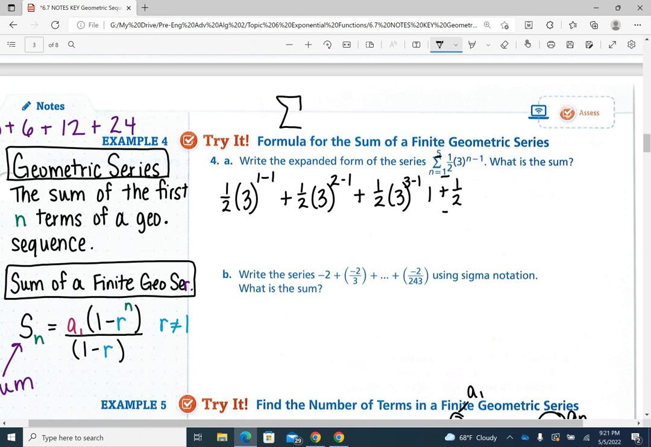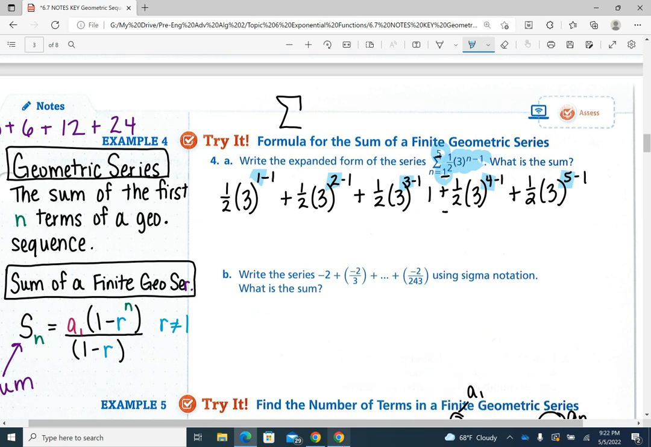Plus 1/2 times 3 to the 4 minus 1. Plus 1/2 times 3 to the 5 minus 1. And now I can stop because I have gone from n equals 1 to 5. So I took this formula and I replaced the n with a 1 and then a 2 and then a 3 and then a 4 and then a 5. And then I would evaluate that by evaluating each term and adding it all up. But that could take forever.